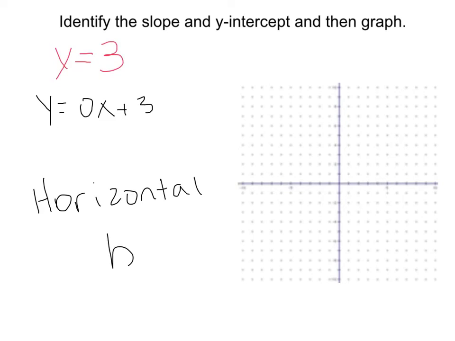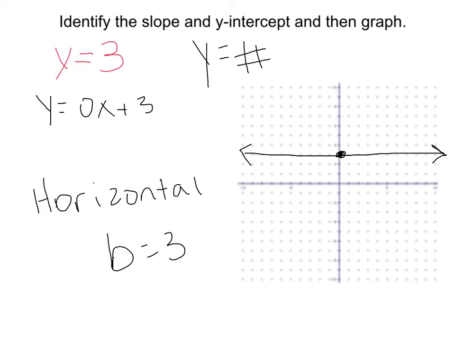My y-intercept, or my b, is at 3. So I put my b up here at 3. So I need a horizontal line through that point. So I can just draw a horizontal line right through there. So when you see y equals any number with no x, that is a horizontal line. Okay, so make sure you get that written down.